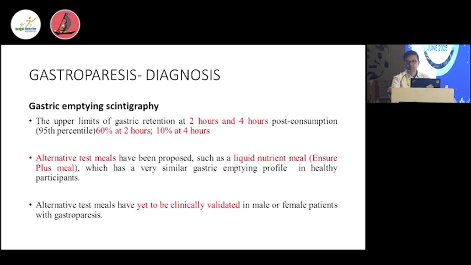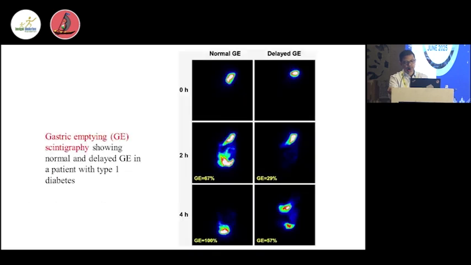Now, for diagnosis, definitely as I mentioned, we need to rule out the mechanical cause. First and most important, we need to have an upper GI endoscopy. If that is normal, then we go for functional tests to assess gastric emptying. Scintigraphy, stable isotope breath test, as well as wireless capsule motility test have been described. The problem is that they are a bit expensive, not easily available and accessible, and thereby we miss the diagnosis of diabetic gastroparesis frequently.